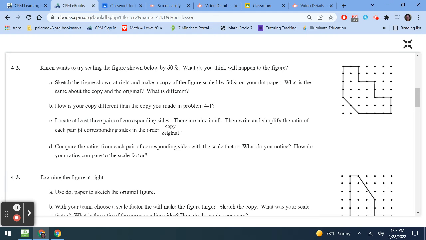So now we're going to look at C. It says locate at least 3 pairs of corresponding sides. There's 9 in all. Write and simplify the ratio of each pair of corresponding sides in the order of copy over original. So we need to locate 3 of them.